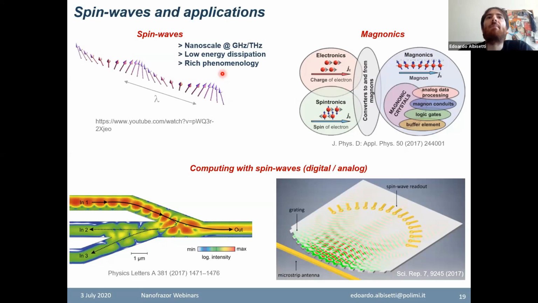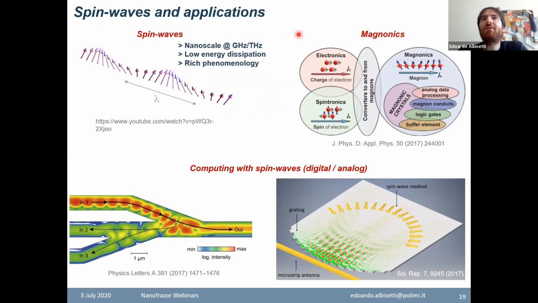The interesting thing about spin waves that may be interesting for computation is that they have a wavelength that can be down to the nanoscale, whereas electromagnetic waves at conventional frequencies are much larger. For example, in the gigahertz or terahertz range, they have a wavelength that can go down to a few nanometers. The other thing is that, being a motion of the spins, there's no motion of charge involved. And if there's no motion of charge, then you don't have Joule heating, and so you have low energy dissipation.